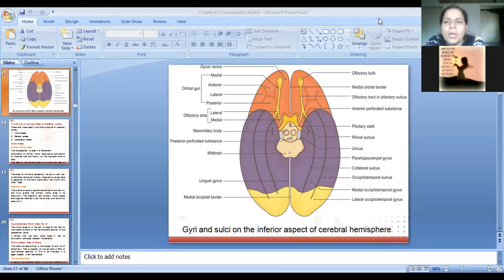Midbrain anyhow I will take as a 5 marks question in my next class. And pterion is actually the meeting point of 4 bones: frontal bone, parietal bone, sphenoid bone and temporal bone. That meeting point is called pterion, and it is related to the middle meningeal artery. So this is enough for anatomy today.